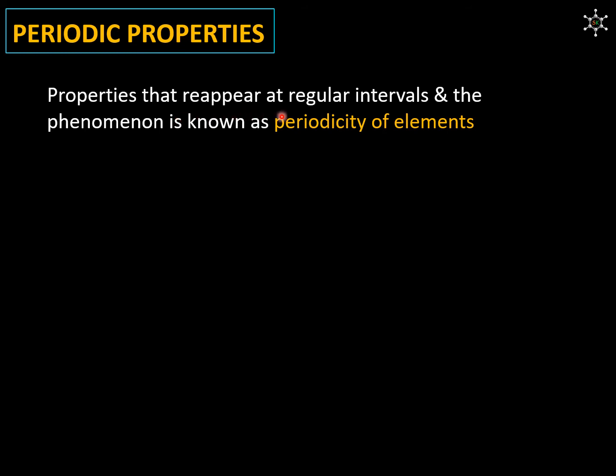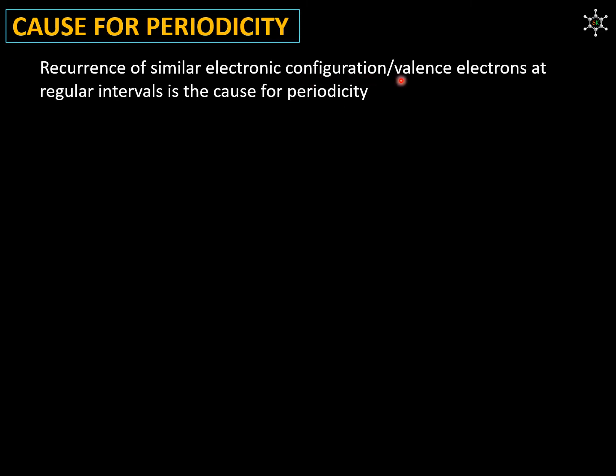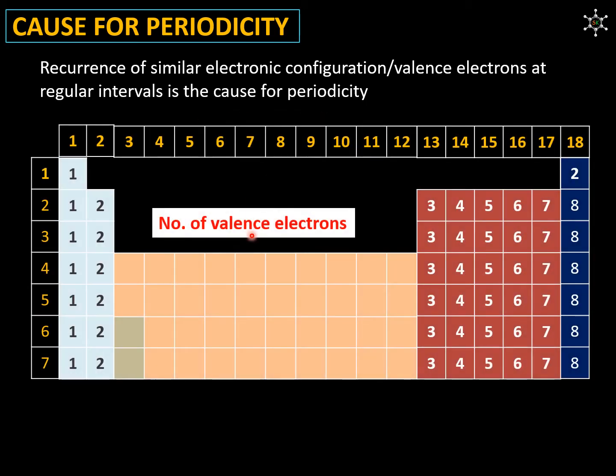Properties that reappear at regular intervals are called periodic properties, and the phenomenon is known as periodicity of elements. Recurrence of similar electronic configuration or valence electrons at regular intervals is the cause for periodicity. Let us have a look into the number of valence electrons in the periodic table.